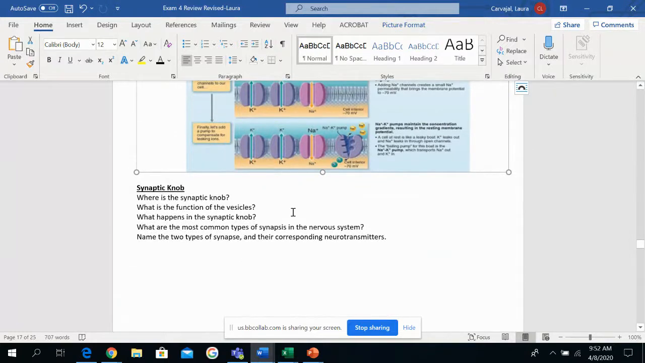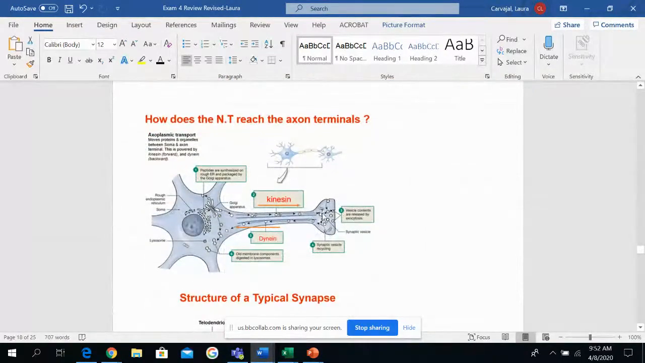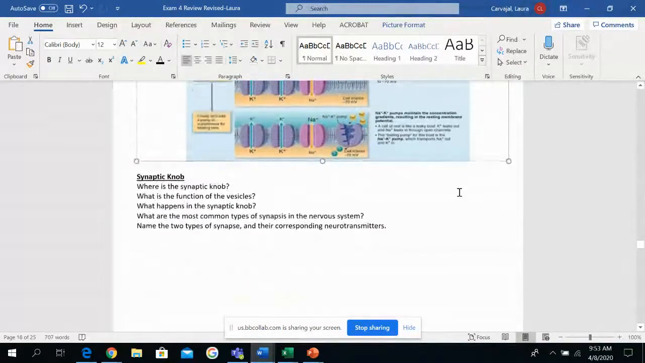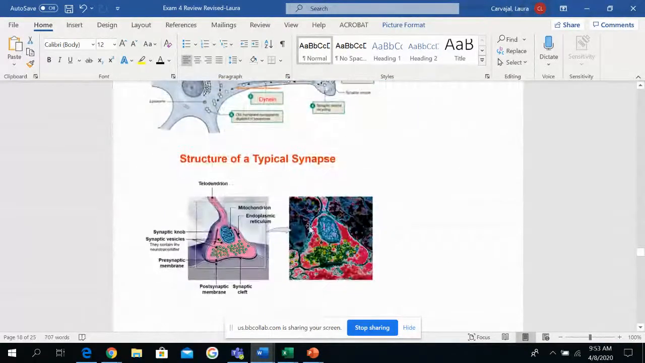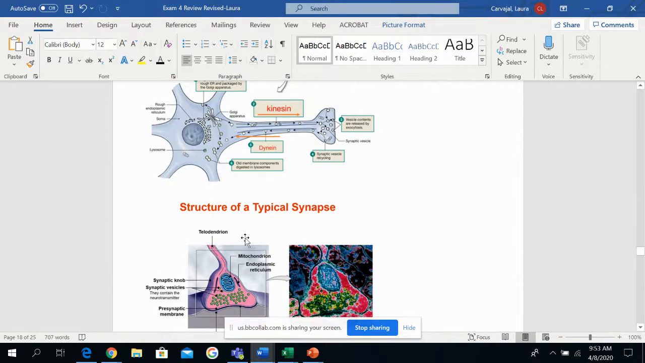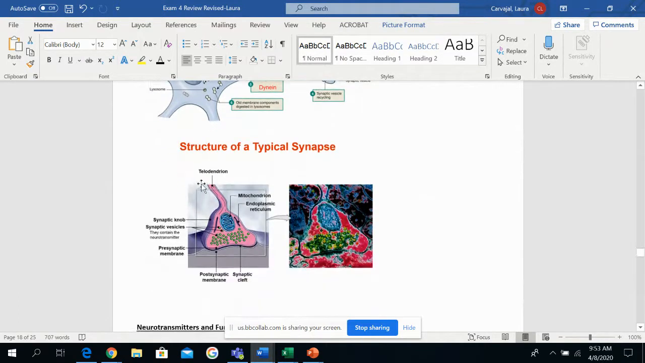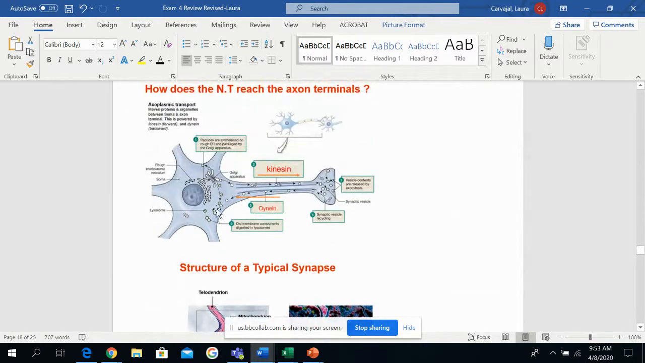Where is the synaptic knob? This is starting to sound a little more like the muscles chapter that we already covered. The synaptic knob is at the very end of our neuron. This is our neuron, a very nice picture of a neuron. What is the function of the vesicles? At the end of the synaptic knob, when the action potential reaches it, it then signals the, oh no, I'm so sorry, that's wrong. The action potential carries electrical impulses and signals. The vesicles carry neurotransmitters. So in the cell body of your neuron, you have your Golgi apparatus, which is this thing right here.